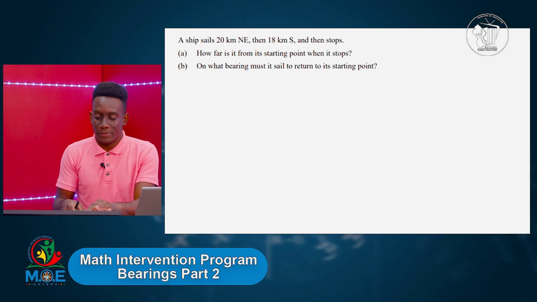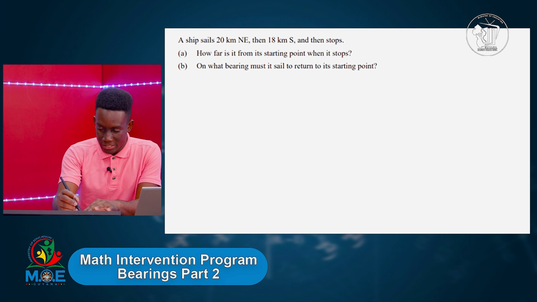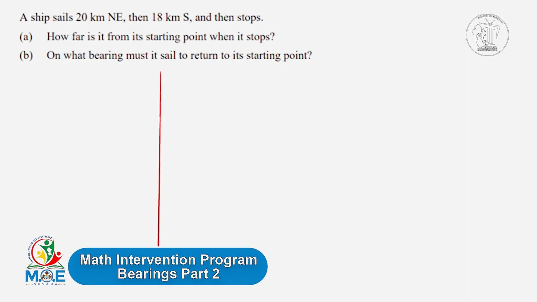So let's separate the page. On this part of the page, I'll draw the diagram and I'll work the question on the other side. Let's draw this diagram first of all. The ship sails 20 km northeast. First of all, we must have a starting point. So let's start here. We can call this A. The ship sails 20 km from A, northeast.